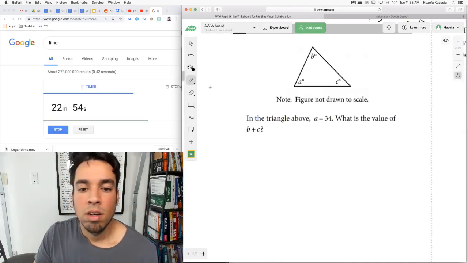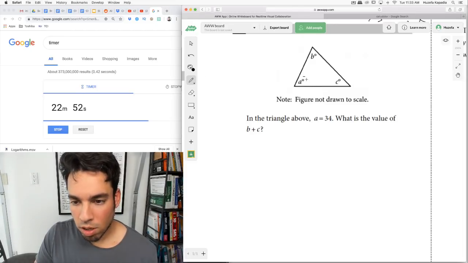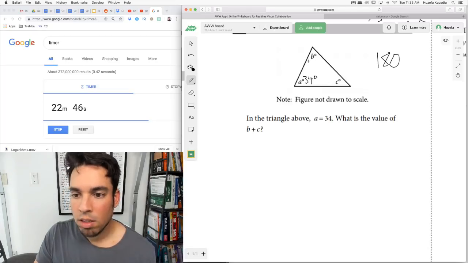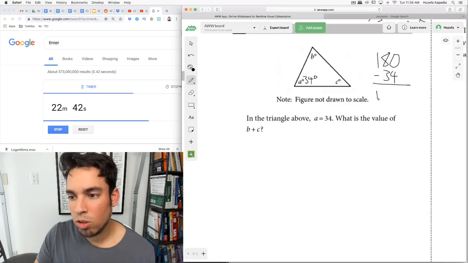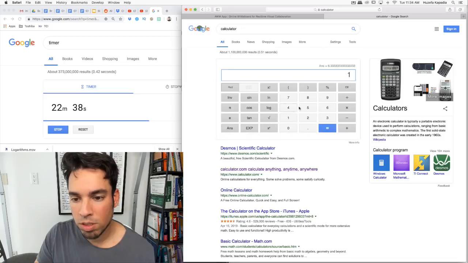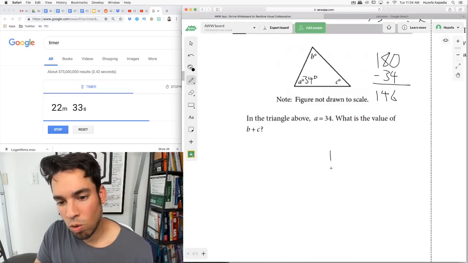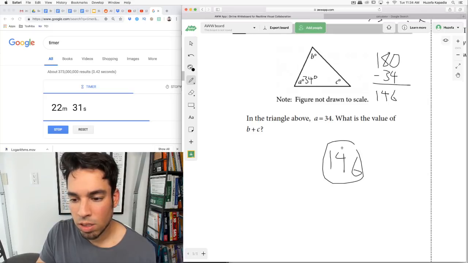Next, the triangle above, A equals 34 degrees. What is the value of B plus C? Okay, all the angles in a triangle add up to 180. So B plus C add up to whatever 180 is minus 34, which is 146. I would use your calculator just to be safe. Okay, so 146 is what those two angles add up to, and that's it.